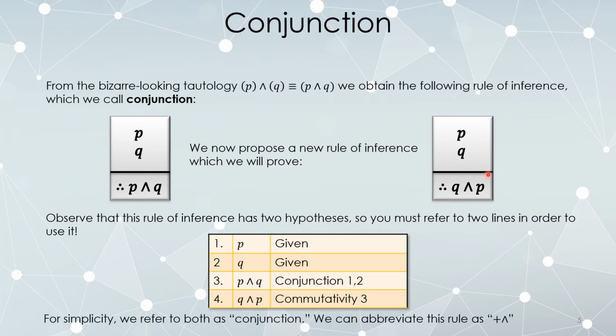Either one of them is going to be called conjunction. You can abbreviate that as adding in the conjunction symbol, and it's pretty straightforward to use. If you ever can refer to two statements, you can just make one new statement that's both of them put together.